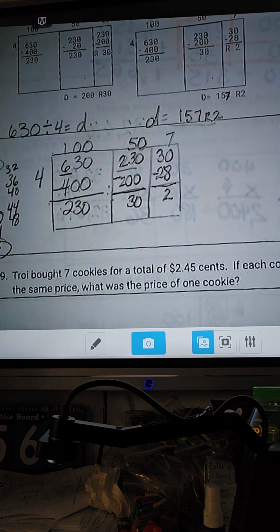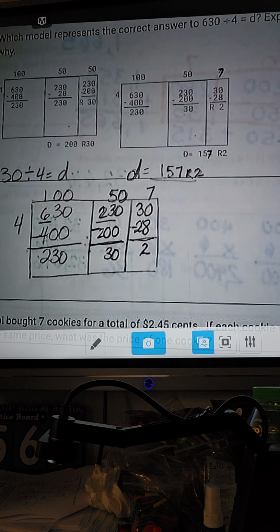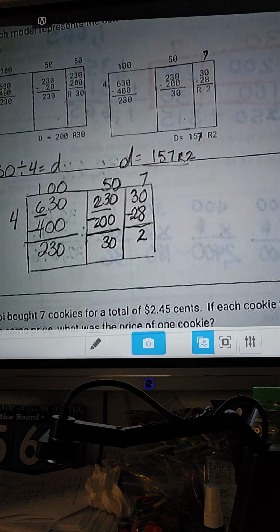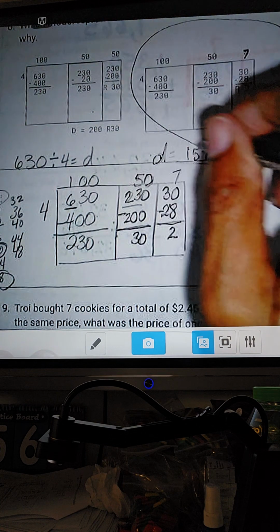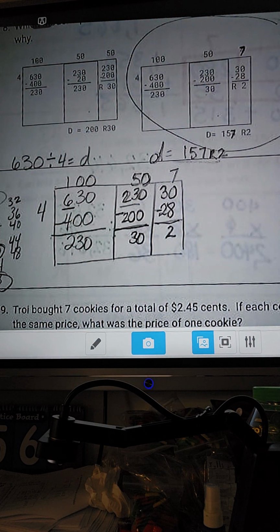Okay. All right, so now, which model represents the correct answer? Model 1 or model 2? Okay, model 2. What's wrong with 1? What did they do wrong on 1? Brooklyn. Oh yeah, Brooklyn. On model 1, in the second column, they got 230 minus 20, but it's supposed to be 230 minus 200. All right, very good.